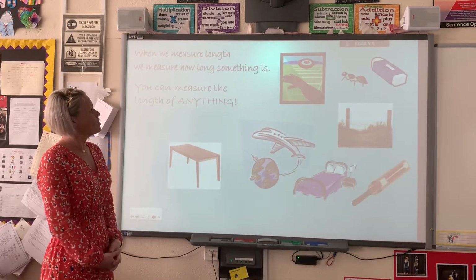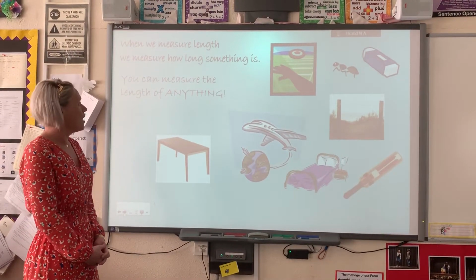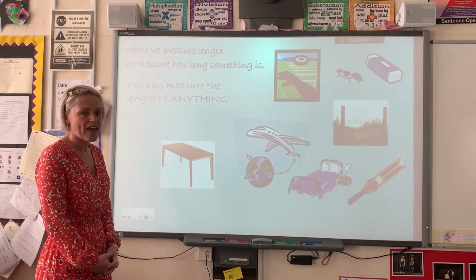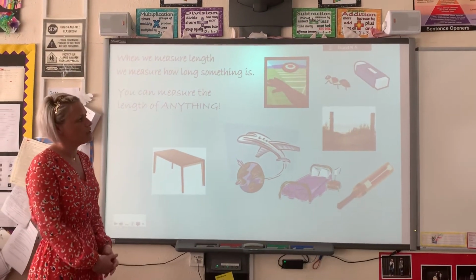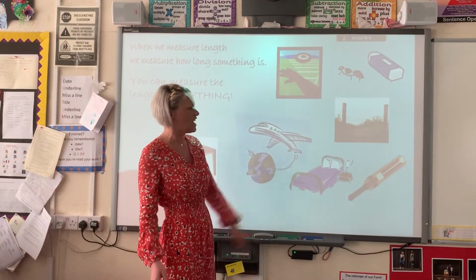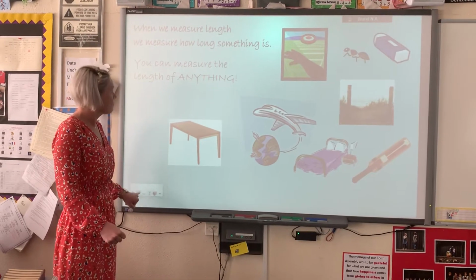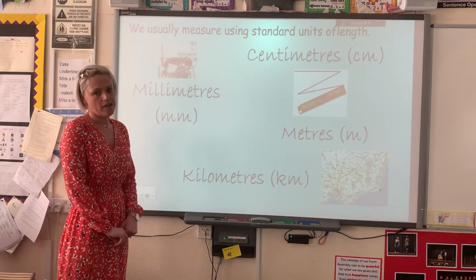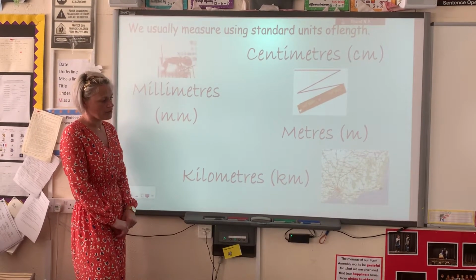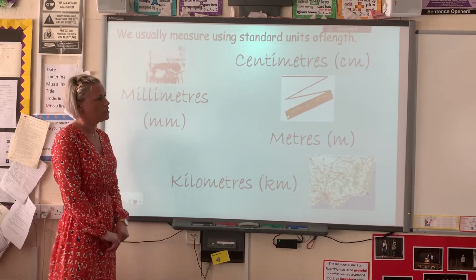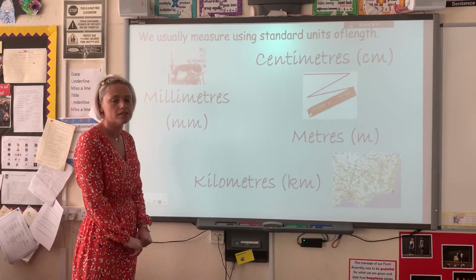So when we measure length, we measure how long something is. And we can measure the length of anything. So it doesn't matter how small or big it is, we can measure it. So we can go from something as small as an ant to measuring the length of a football pitch. We usually measure using standard units of length. So you will have heard of these four examples, I would imagine. So we've got centimetres, millimetres, metres and kilometres.